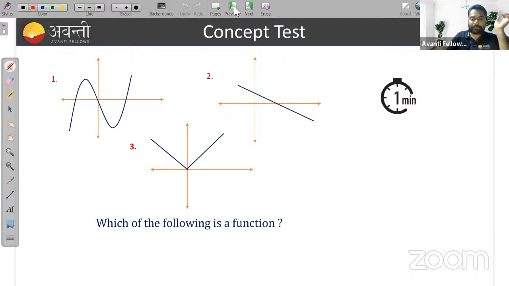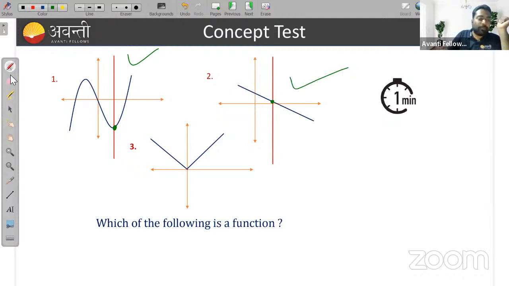Okay, let's check. When I am drawing a vertical line for the first question, it is intersecting at a single point, right? That's why it is a function. Yes, it is a function. In the next one, it is a line, right? When I am plotting a vertical line parallel to the y-axis, it also intersects the given graph at a single point. That's why it is also a function.